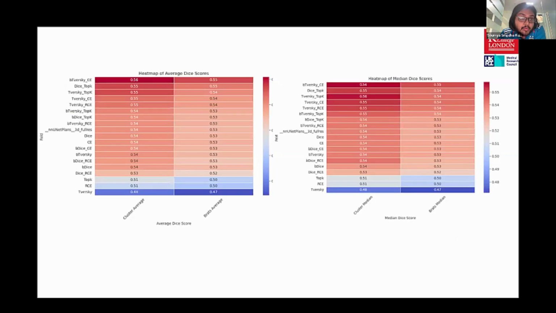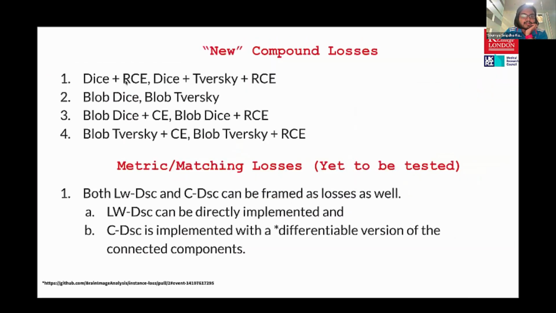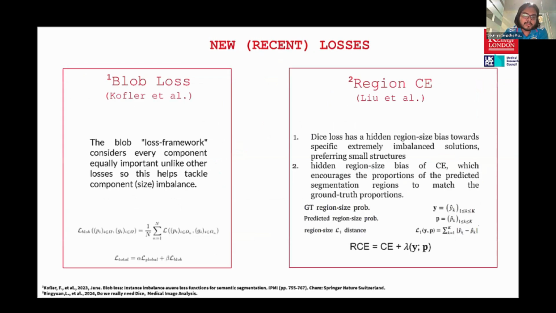Just going back, you can see that. What B Tversky CE means here is you take into consideration the blob loss. The alpha global is just the normal loss, and then beta blob takes into consideration the average of the weights. So we have a 2:1.